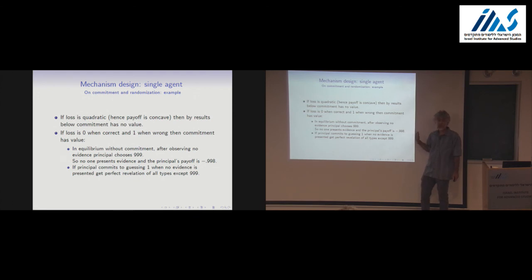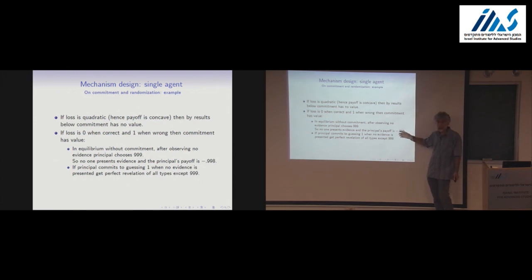Now imagine the following commitment. You commit to guessing that the type is 1, the worst possible type, when no evidence is presented. That's all you need. You commit to guessing 1 when no evidence is presented, and you commit to guessing the truth, guessing what is the evidence that's presented, when evidence is presented. So if someone proves they're 7, you say 7, which is obviously what you want to do.